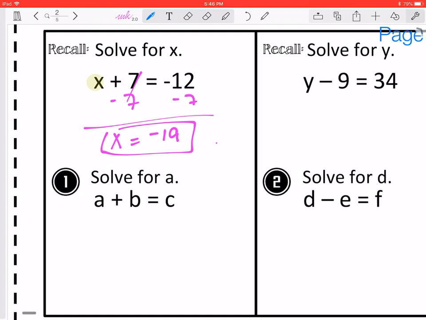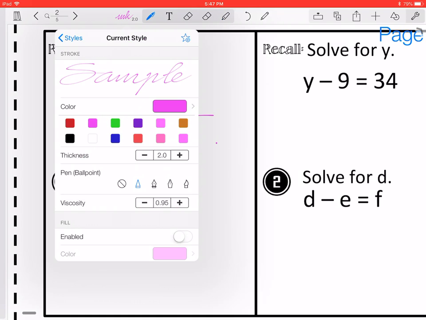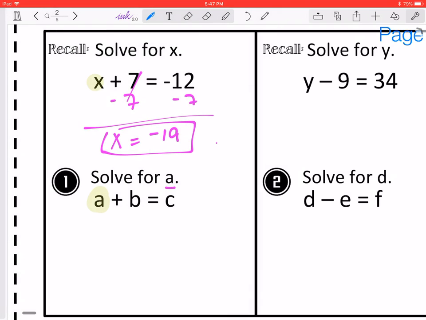We're going to use the same concepts for problem number 1. Let's look at problem number 1. It tells us to solve for a. So I'm going to highlight the variable that I want. An easy way to handle this is to treat the variables that you're not looking for as constants. Just treat them as constants that you can't combine.